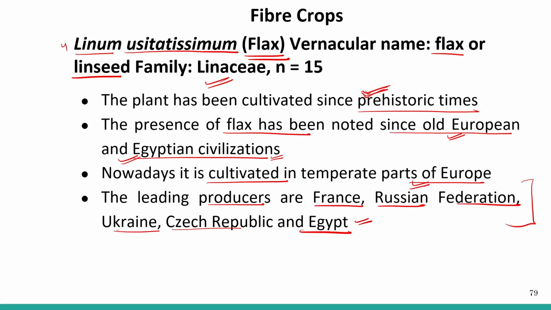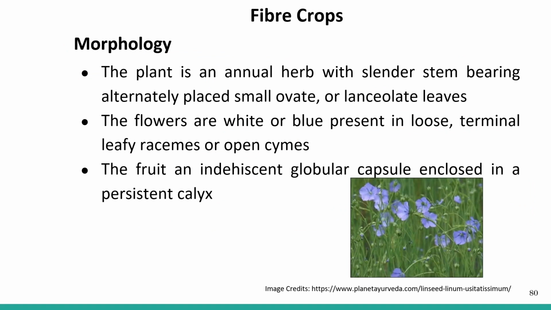This is important. Morphology of the plant, how the plant looks. The plant is an annual herb with a slender stem bearing alternately placed small ovate and lanceolate leaves. So leaves are quite small, ovate and lanceolate.